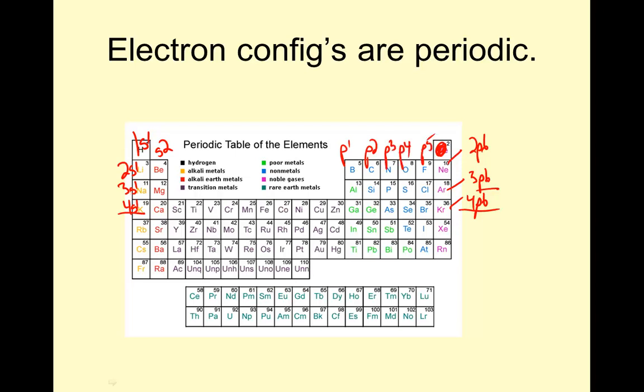So if I said, what's the ending configuration of arsenic? You'd go 1, 2, 3, 4. It would end in the 4th block, p. And these guys are all the d1, d2, all the way down to d10, with exceptions that you need to know. And this would be f1, f2, all these guys, all the way up to f14.